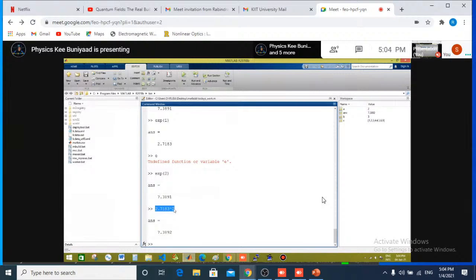Similarly, antilog. Let's see if alog exists. Alog is not working. Did you mean something else? It may not be a log command, it may be some different command. Let's see, you can use help log to check.